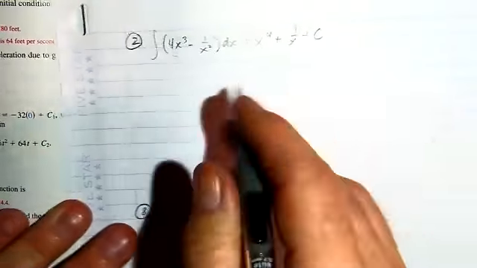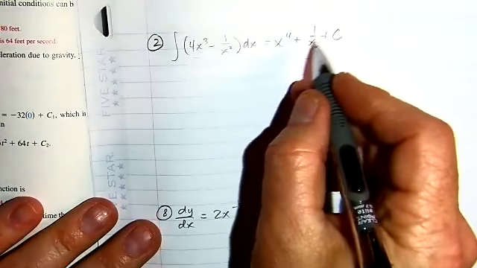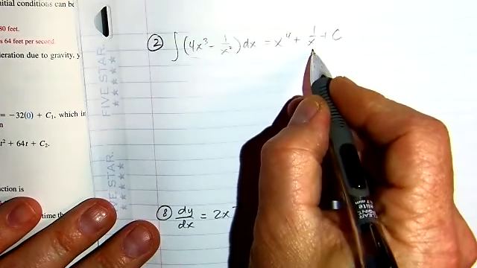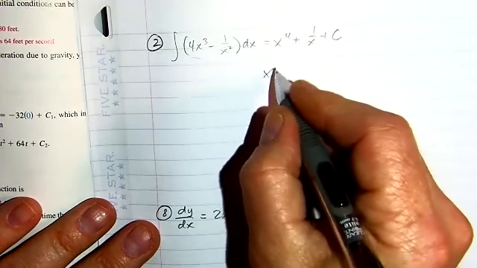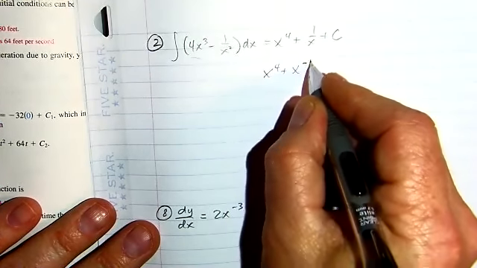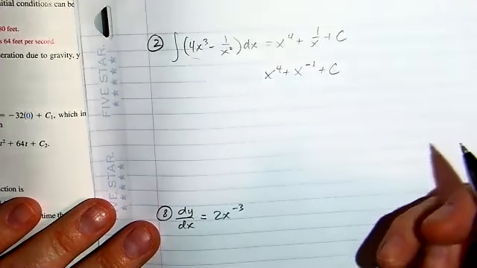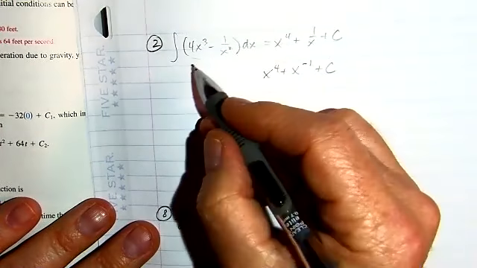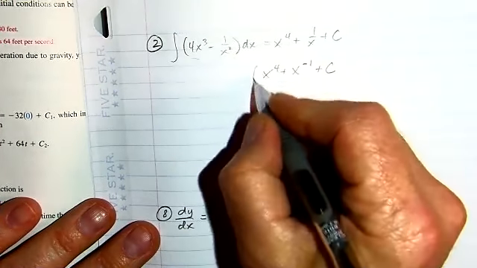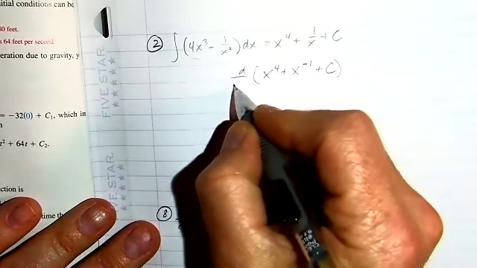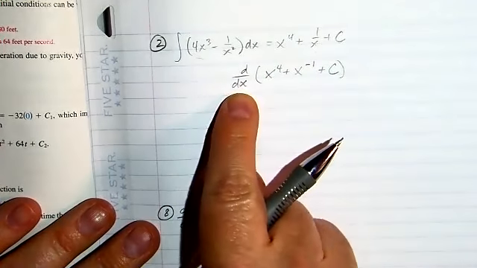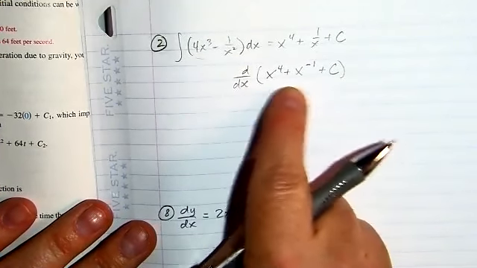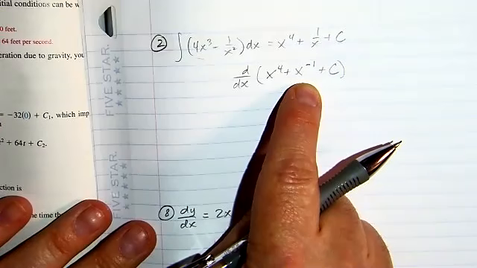So if we were going to take x to the 4th plus 1 over x plus c and take the derivative of it, the first thing we would do is rewrite this in terms of a power. So that's x to the 4th plus x to the negative 1 plus c. Now we want to verify that when we take the derivative of this, we get this. So we're going to write this as d/dx. Remember this symbol, this means take the derivative with respect to the variable x. That's my variable of differentiation.